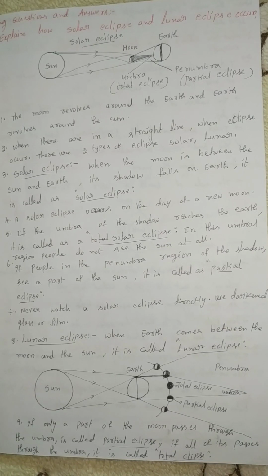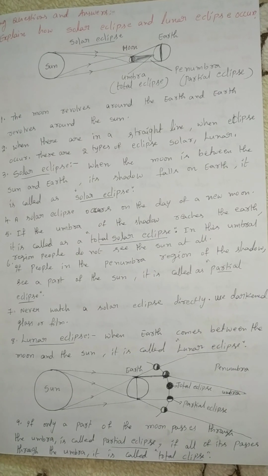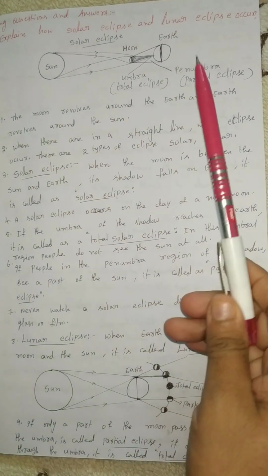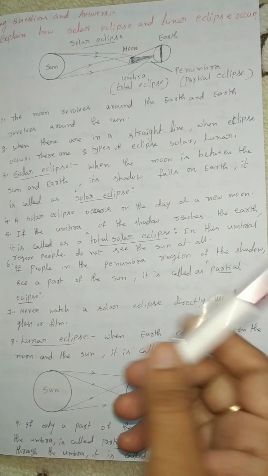Today I am teaching about 8th class physics first chapter, universe. In this class we will discuss essay questions. First of all, explain how solar eclipse and lunar eclipse occur.